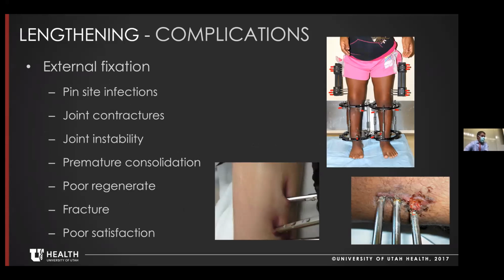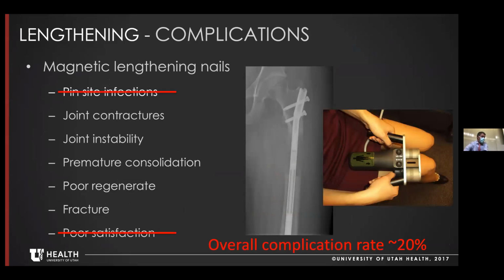So if we take a closer look at some of those complications, most happen during the lengthening portion of treatment. And when that's done with an external fixator, there's a long list of things that can be an issue. With the introduction of the internal lengthening rod, that eliminated the issues of pin site infection and improves patient satisfaction, but there's still an overall complication rate of about 20% if you take all comers, all diagnoses.